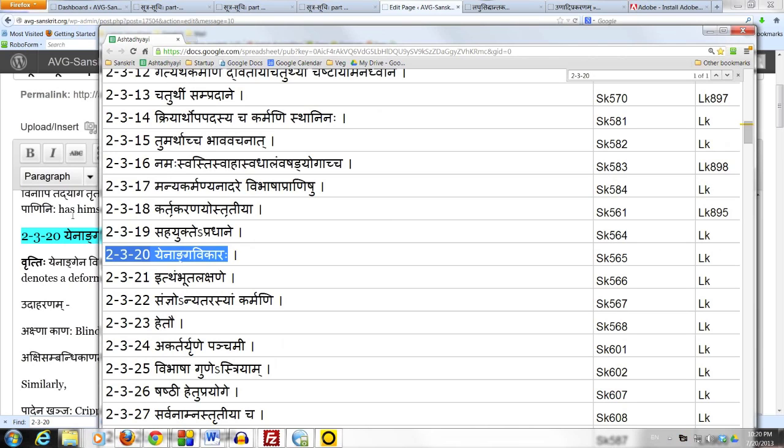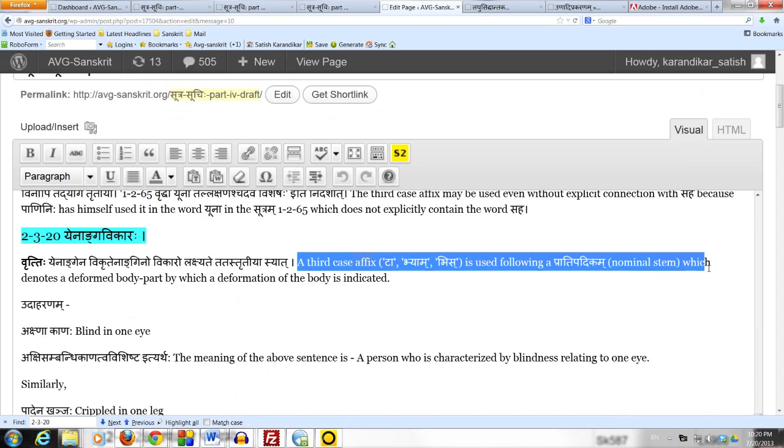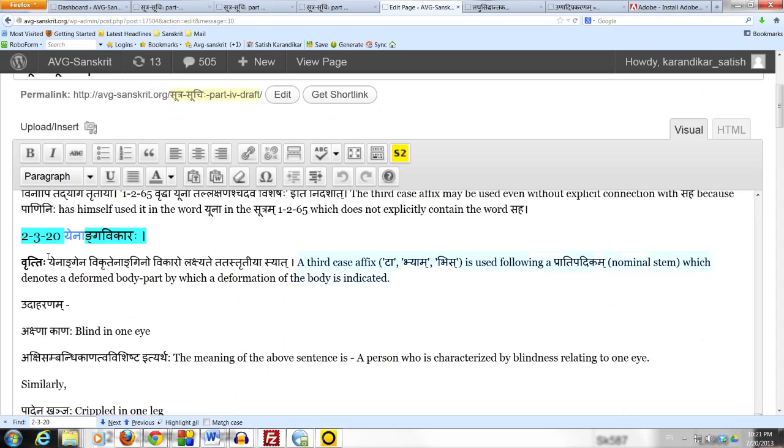Yena anga vikaraha. The Vritti says yenangena vikrutenangino vikaro lakshyate tatas tritiya syat, which means the third case affix is used following a pratipadikam, nominal stem, which denotes a deformed body part by which a deformation of the body is indicated. In the Sutram, Panini says yena, and that yena is interpreted as vikrutenangena, by a deformed body part.